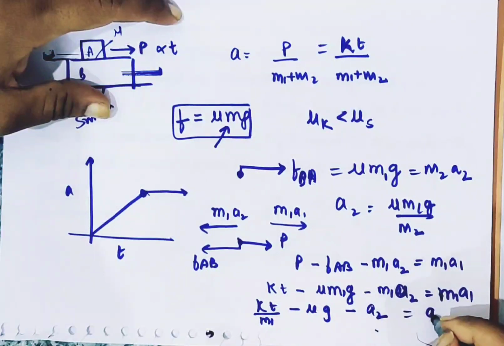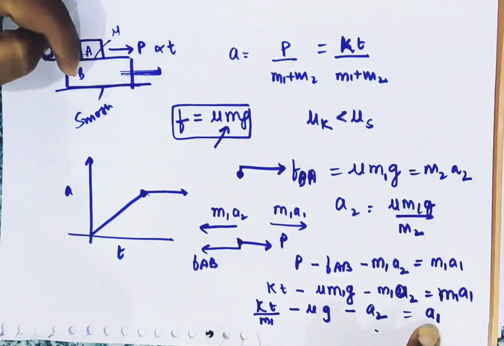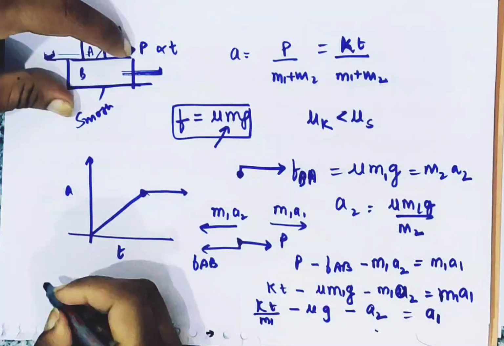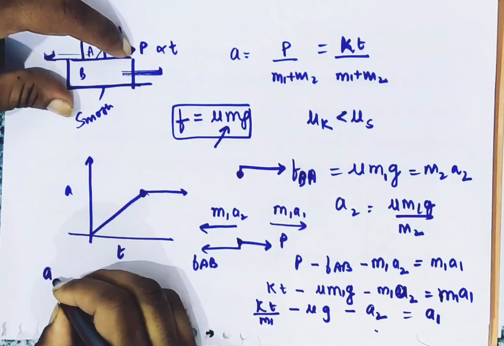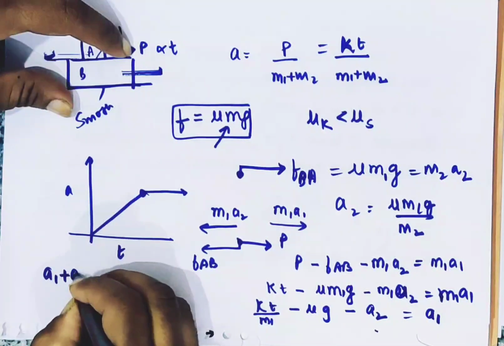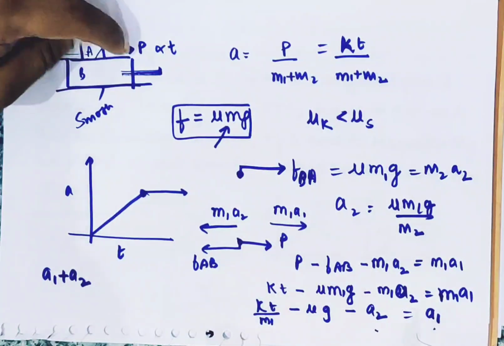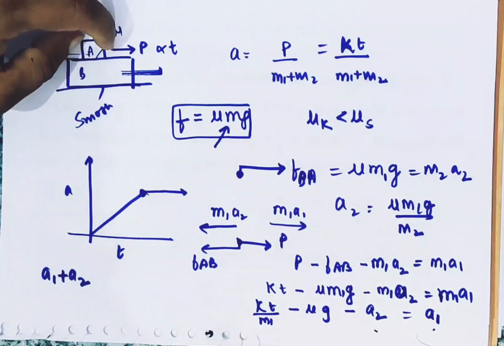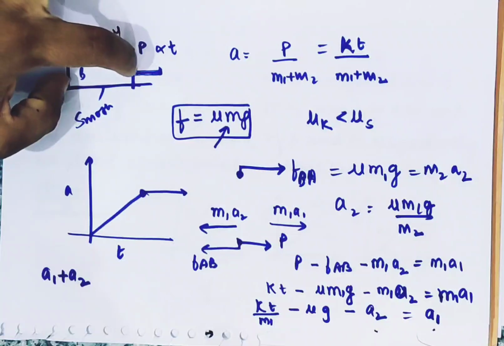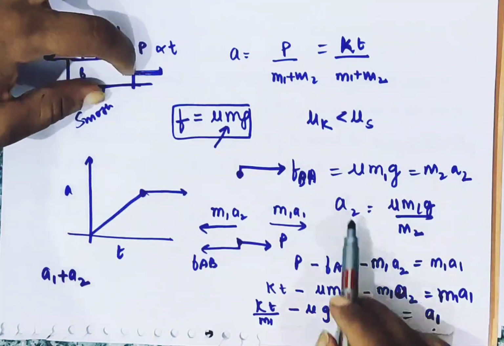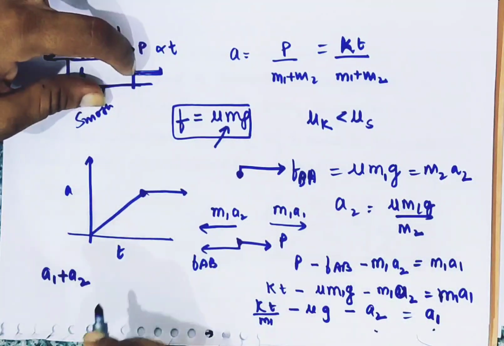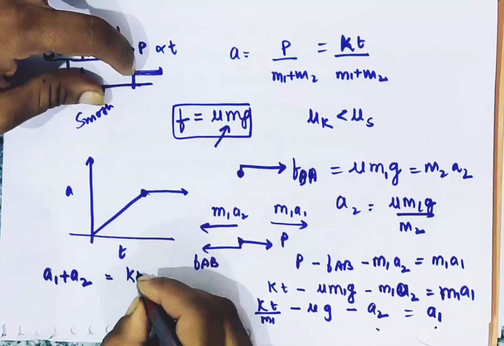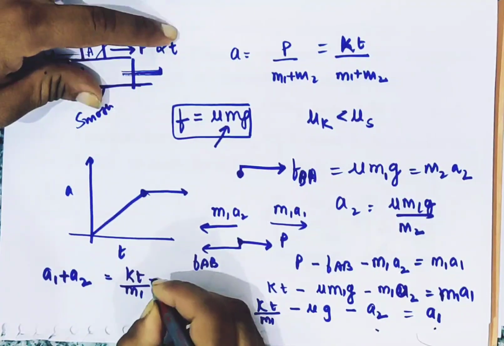Okay, this is not the absolute acceleration with respect to ground. The absolute acceleration with respect to ground will be a1 plus a2. a1 is the acceleration of block A, and we have to add the acceleration of block B as well, which is a2, to get the absolute acceleration with respect to ground. That gives kt by m1 minus mu g.